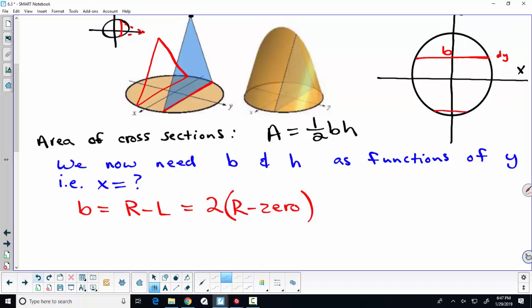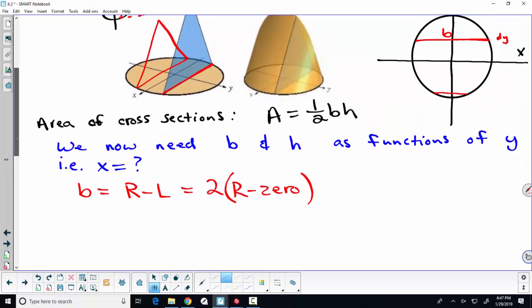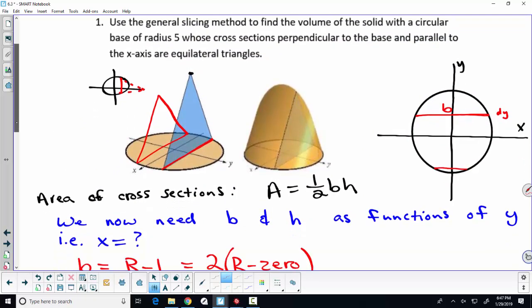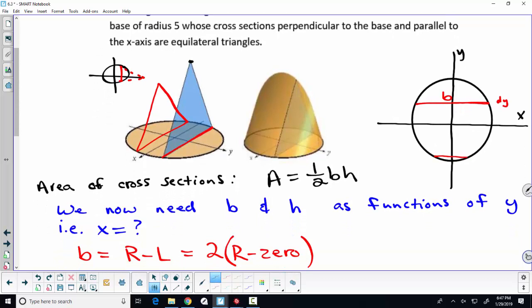All right, so the base of all of our triangles, everybody agree it's right minus the left, or it's twice the distance, right minus 0. So now we just need to come up with a function so we can measure the right side and the left side as a function. Okay, so we've got a circular base, radius 5. We're just going to write down the equation of the circle centered at the origin with a radius of 5.